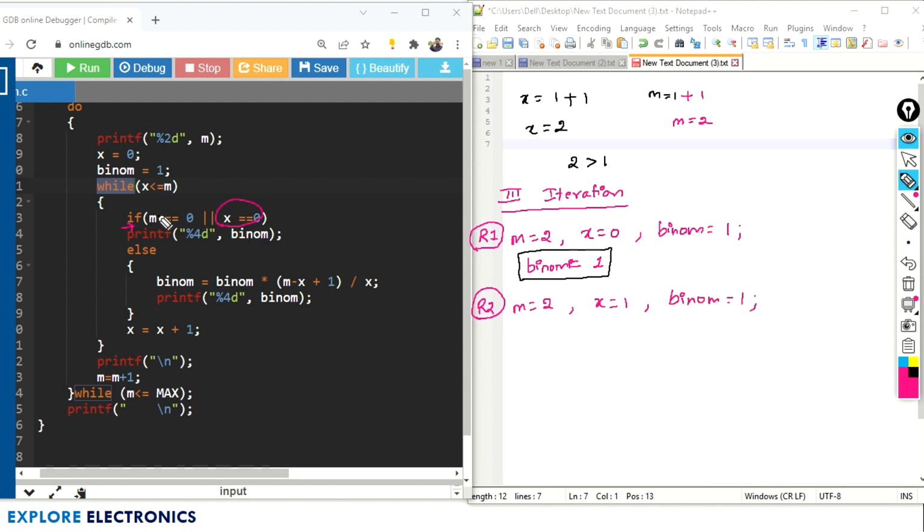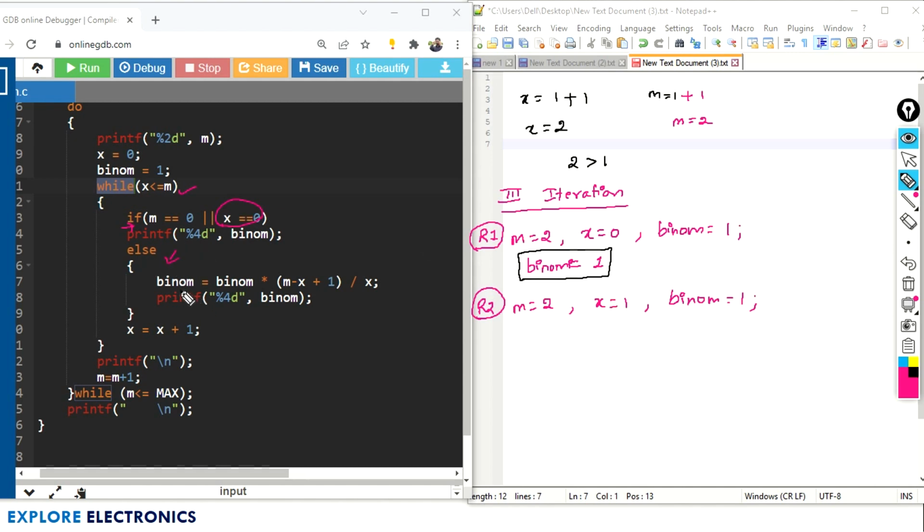Now what happens? It is again checking for this condition. It is going to satisfy, since 1 is less than 2, it is going to enter here and check if m is 0 or x is 0. This is not going to satisfy because m is 2 and x is 1. Now it will go to the else condition.